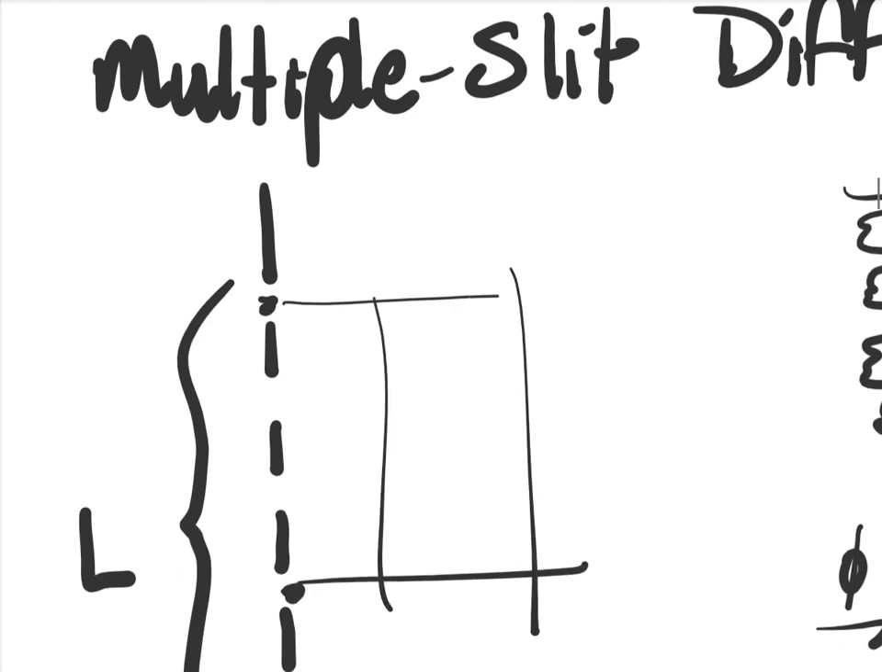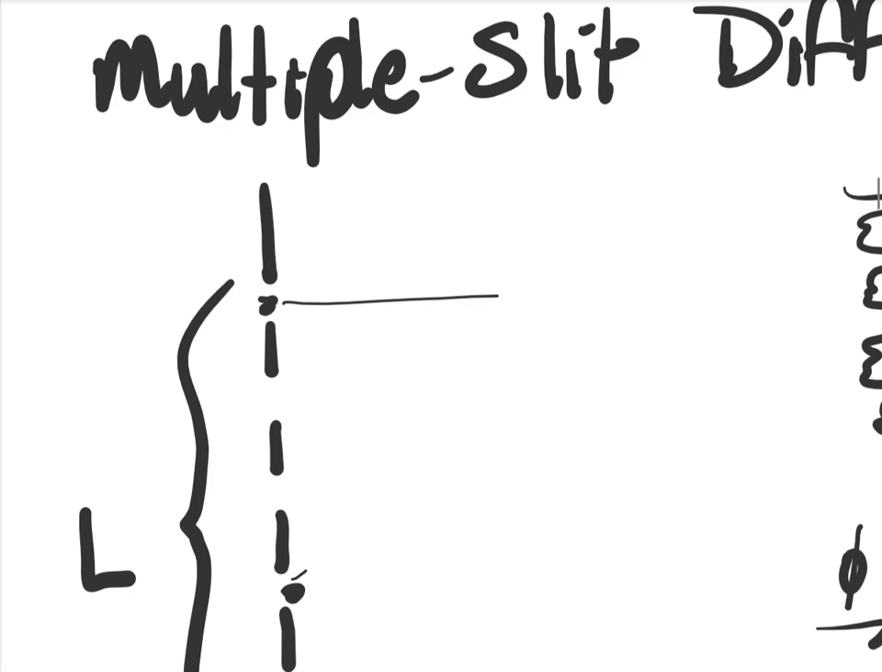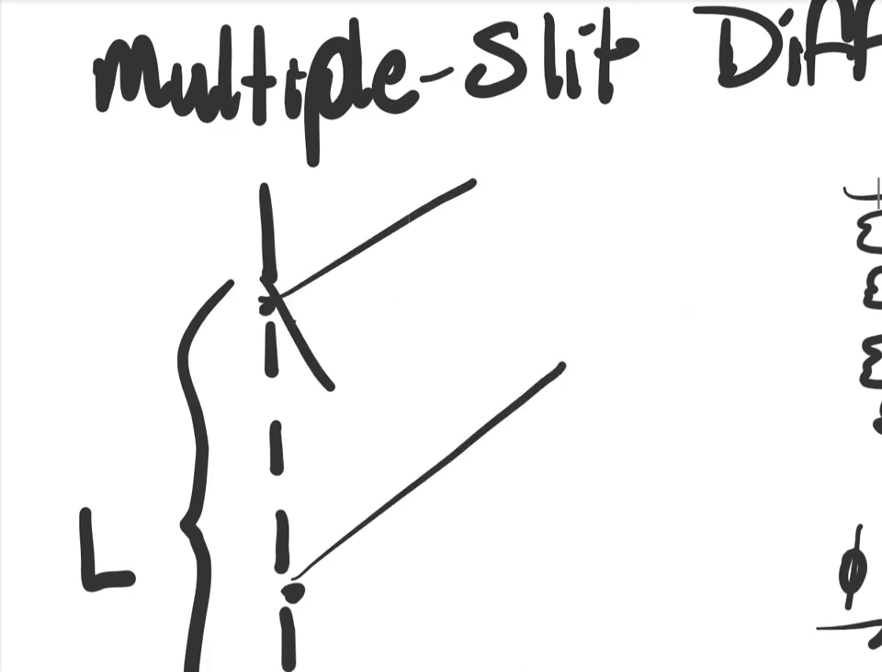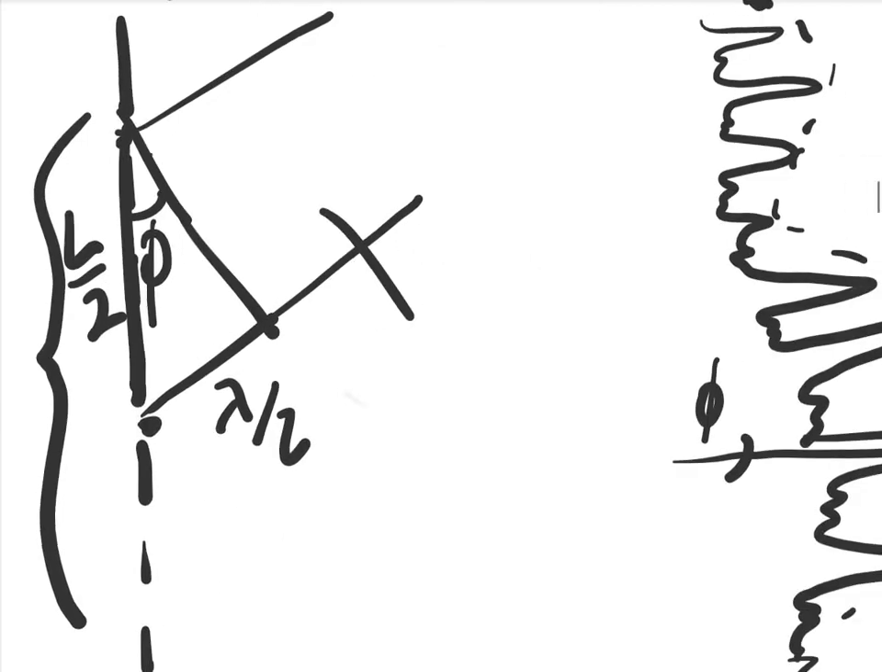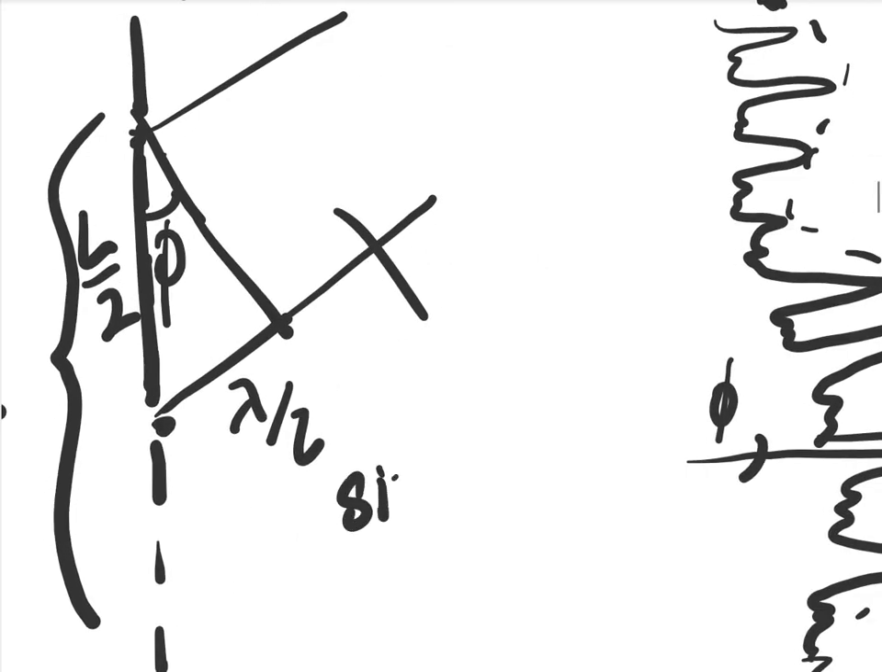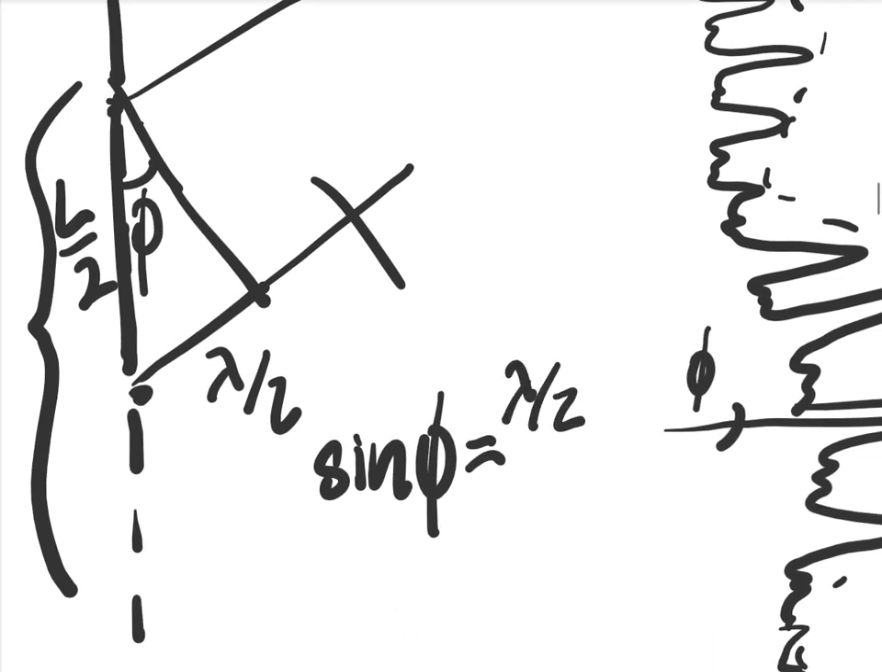Going straight, they're in phase. Going not straight, at some angle, they're going to be out of phase. That's going to happen when this is lambda over 2. This side is L over 2. This angle is phi. That tells us that sine phi is equal to lambda over 2 over L over 2. 2's cancel out. We get lambda over big L.